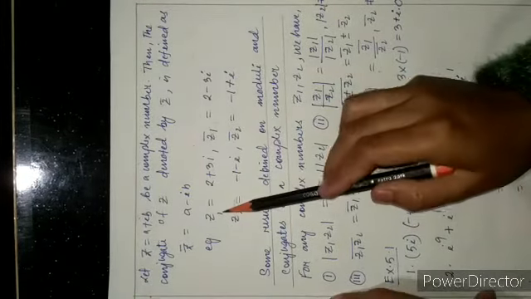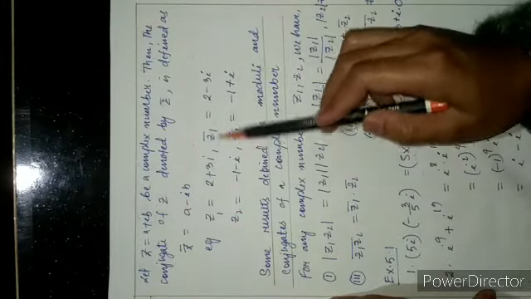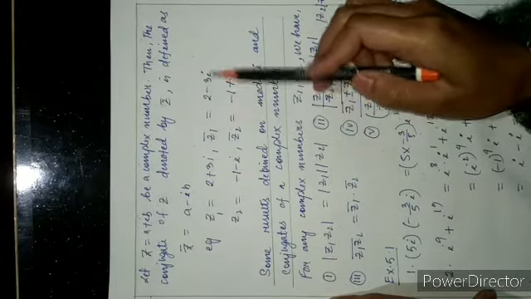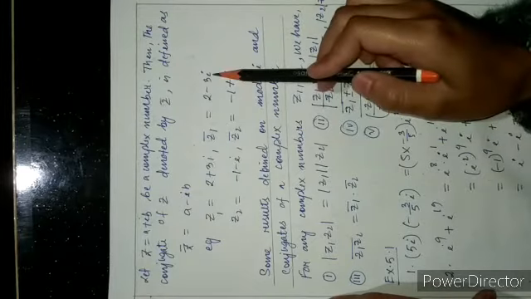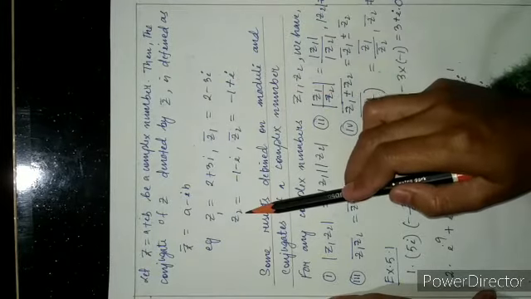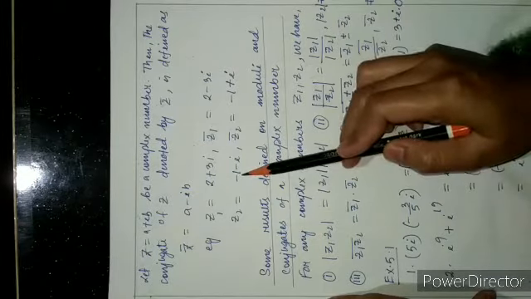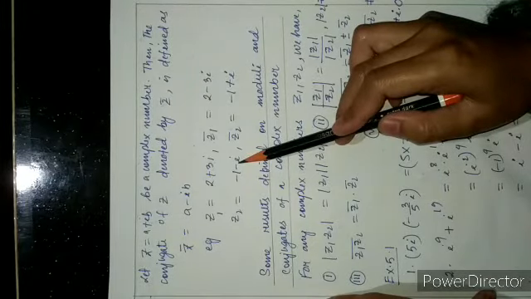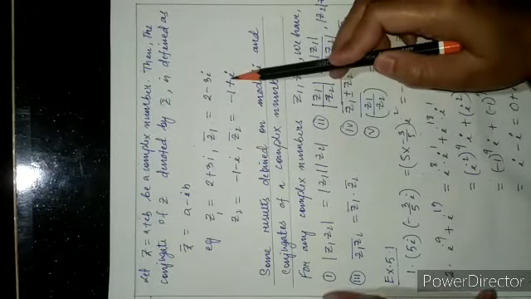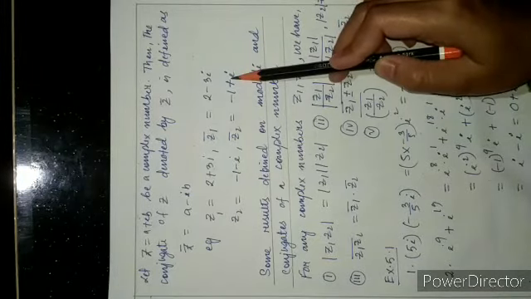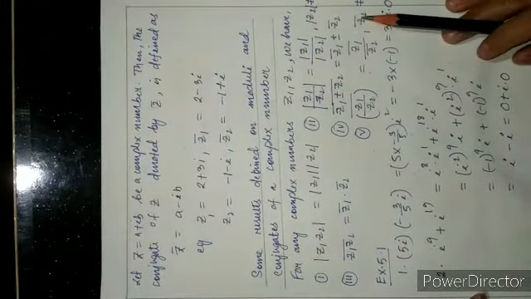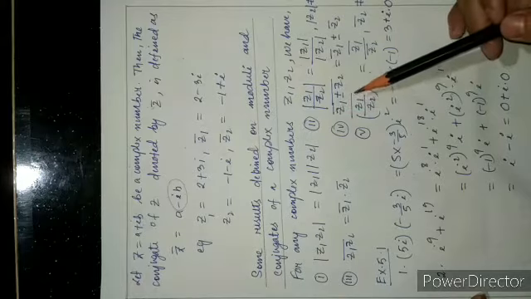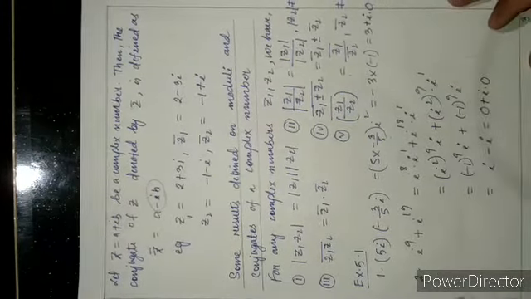Example, complex number z1 is 2 plus 3i. So the conjugate of z1, denoted by z1 bar, will be equal to 2 minus 3i. The imaginary part sign changes. In case of z2, the complex number is minus 1 minus i. z2 bar will be equal to minus 1 plus i. In the conjugate, only the sign of the imaginary part changes: plus becomes minus, minus becomes plus.